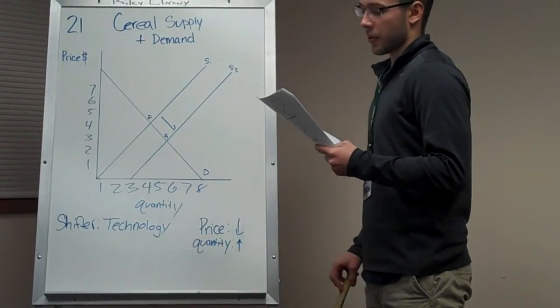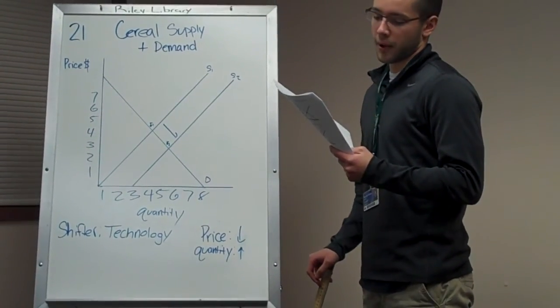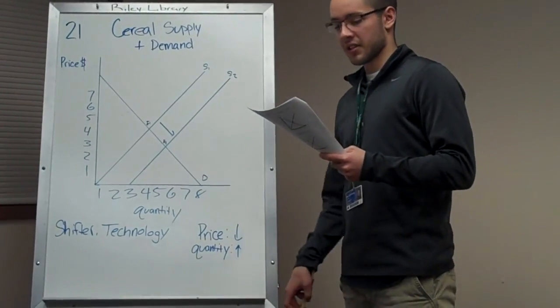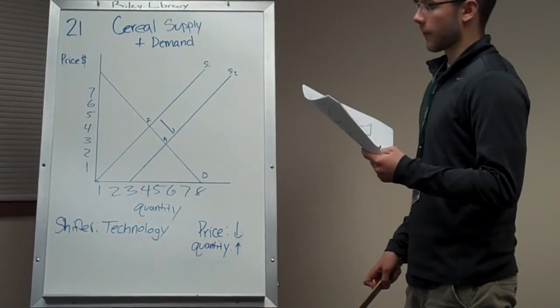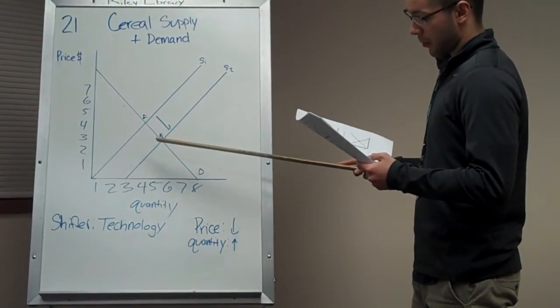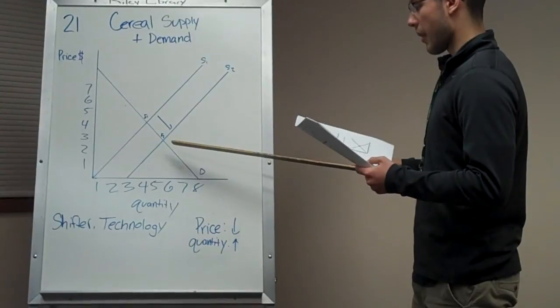Technology has made it possible to keep cereal fresher for longer periods of time when packaged. This increase in technology, allowing the cereal to be fresher for longer, is going to increase the supply, which brings down the price of the cereal and increases the quantity demanded.